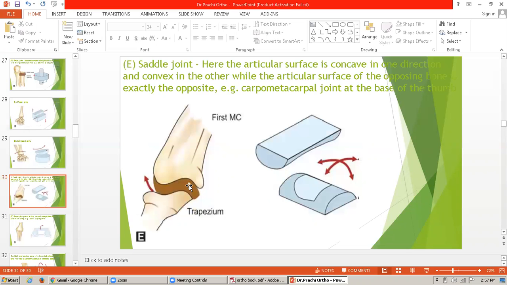Then fifth is the saddle joint. Here the articular surface is concave in one direction, that is this one, and convex in the other, while the articular surface of the opposing bone is exactly opposite. See that this articular surface of the opposing bone is exactly opposite. So this is called a saddle joint. For example, the carpometacarpal joint at the base of the thumb. So this is the first metacarpal and this is the trapezium bone, showing the saddle joint.